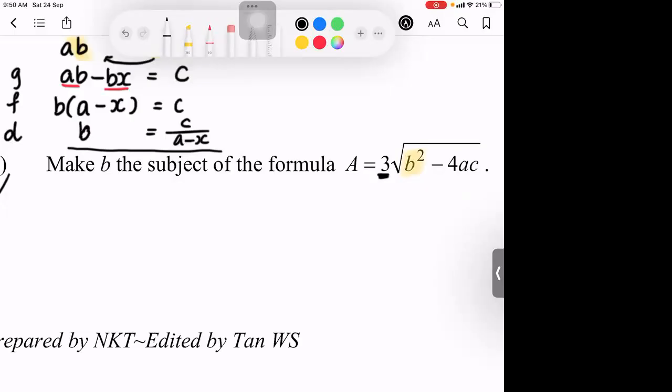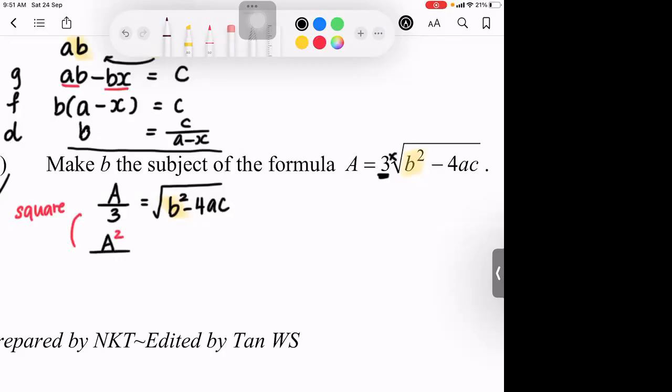Okay, let's get rid of the 3. This one is 3 times square root. So I get rid of the 3, I divide. You become a over 3. Then I got square root of b squared minus 4ac. Next step, my b is trapped inside my square root sign, right? I must get rid of the square root. To undo the square root, you square the whole thing. Okay, you square everything, right? So in this case, my next step, I'm going to square everything. Okay, meaning I will have a square.